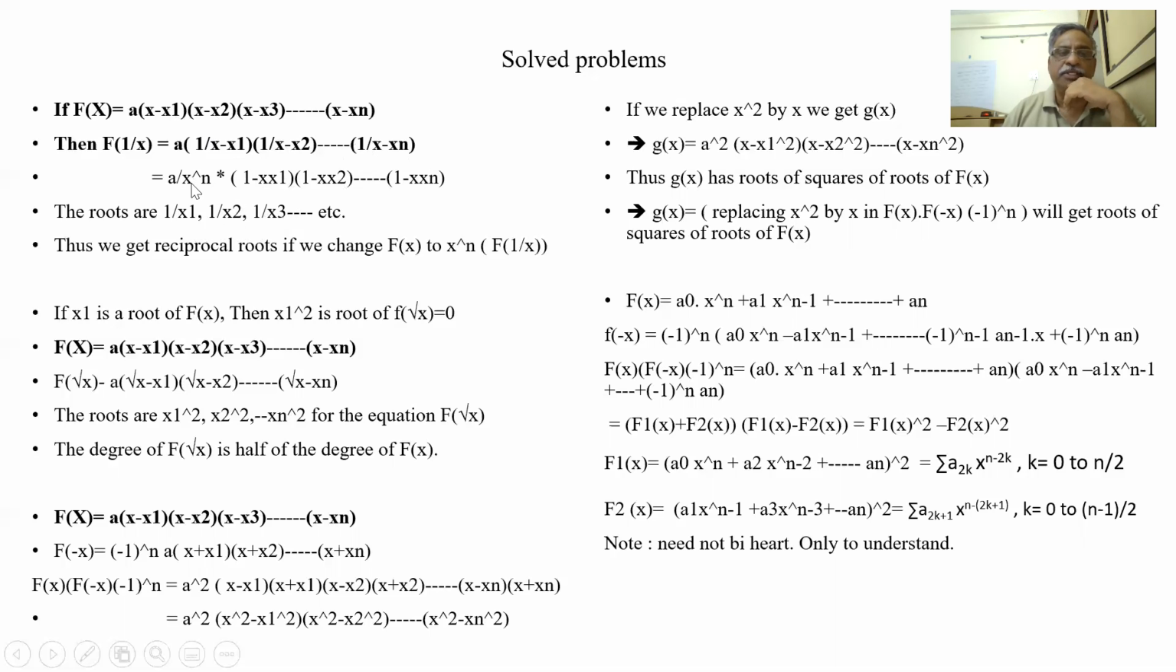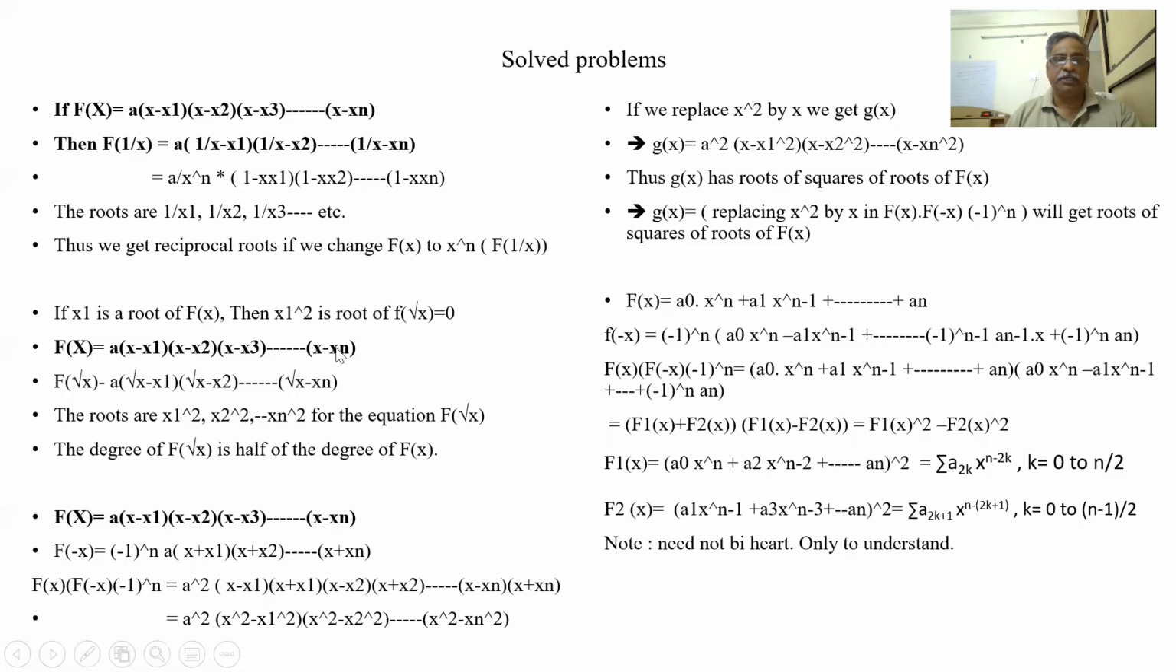So here the equation for having reciprocal roots is this. Suppose if I multiply this with x to the power of n, so x to the power of n gets cancelled. So I get a into this equation. This is having reversal roots, reciprocal roots. So when I multiply f of x with x to the power of n into f of 1 by x, I'll get 1 by x roots. Understood this? Okay.